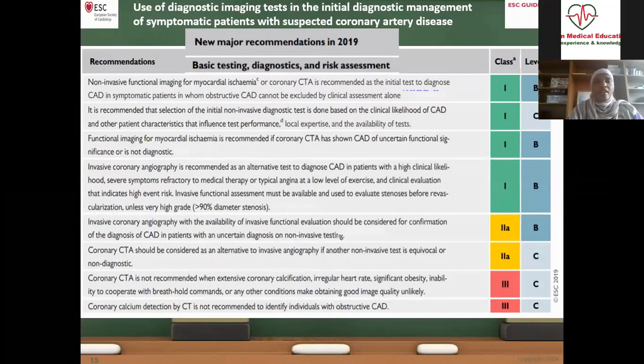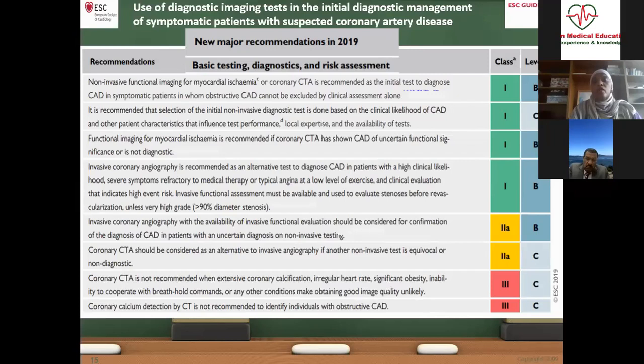Okay, so now class one, as we can see here: any patient presenting with suspected coronary artery disease with symptoms of angina or even dyspnea should go for non-invasive functional imaging for myocardial ischemia or coronary CT angiography. So this is a class one recommendation, specifically for those who present for the first time, and we will come later to the choice of different tools or different tests for those patients.